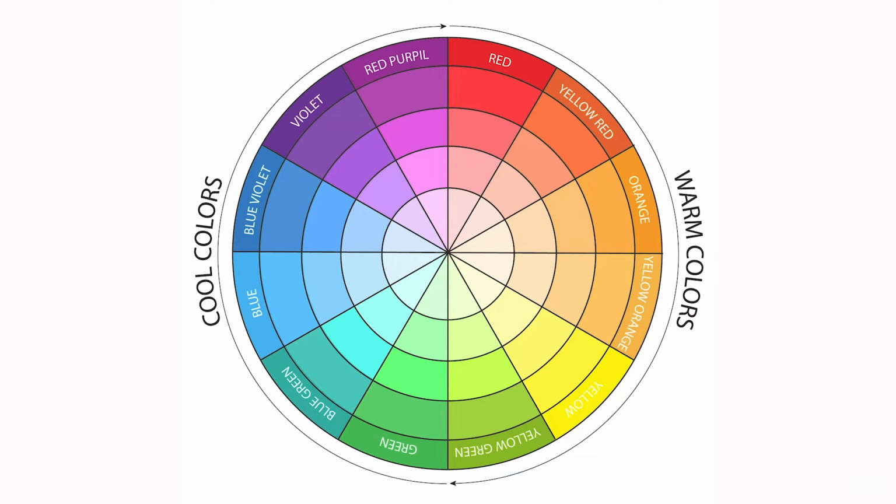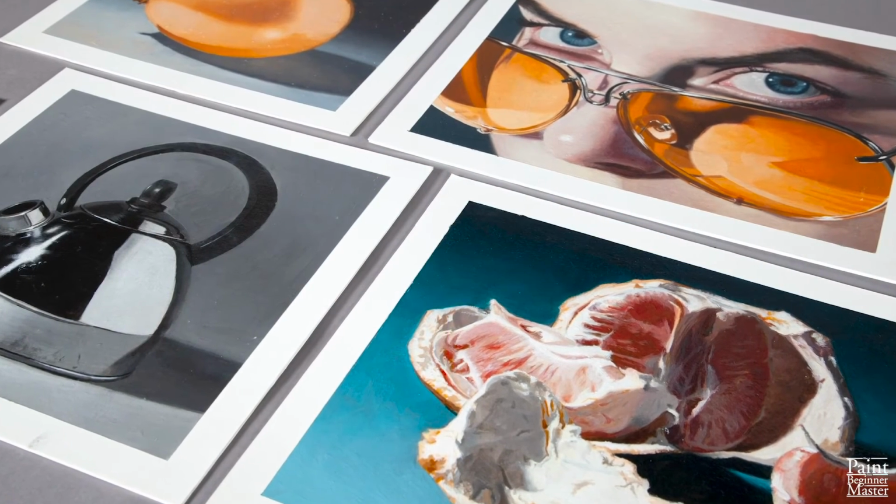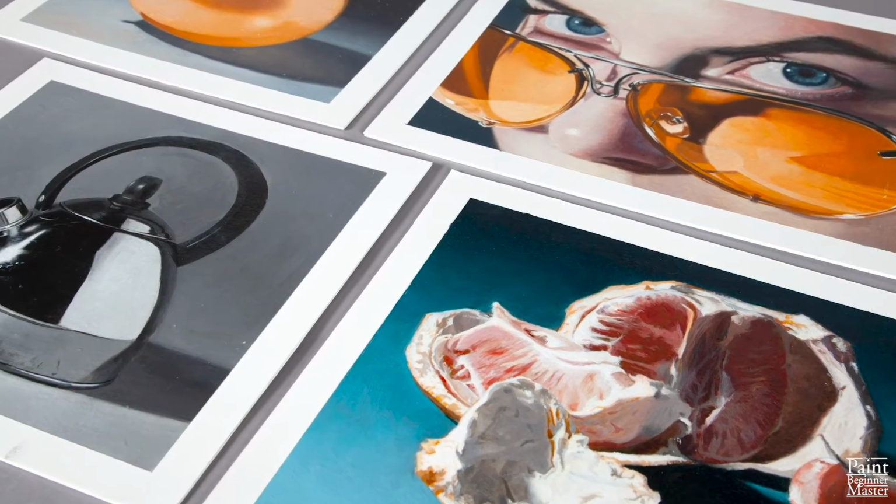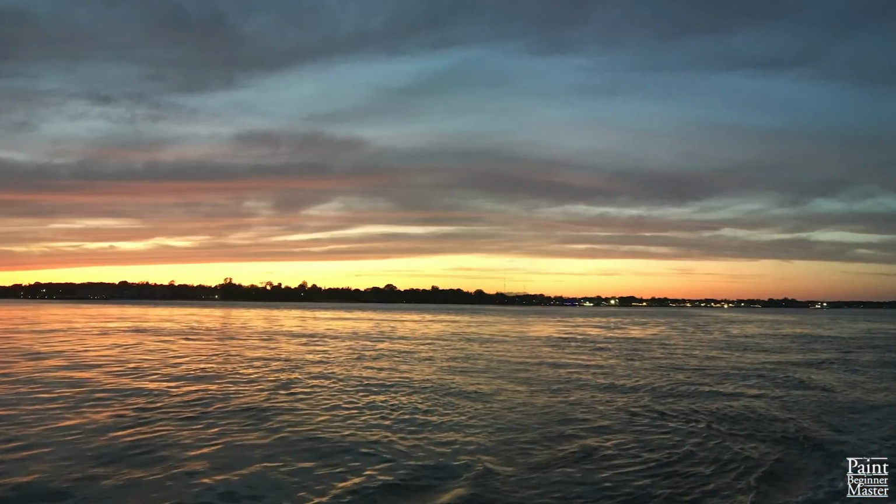Because as human beings, our brains are hardwired to prefer nature and its color configurations. For example, I designed this entire course around the color combinations of a sunset. Let me explain what I mean. Take the balloon you're about to paint, for example.